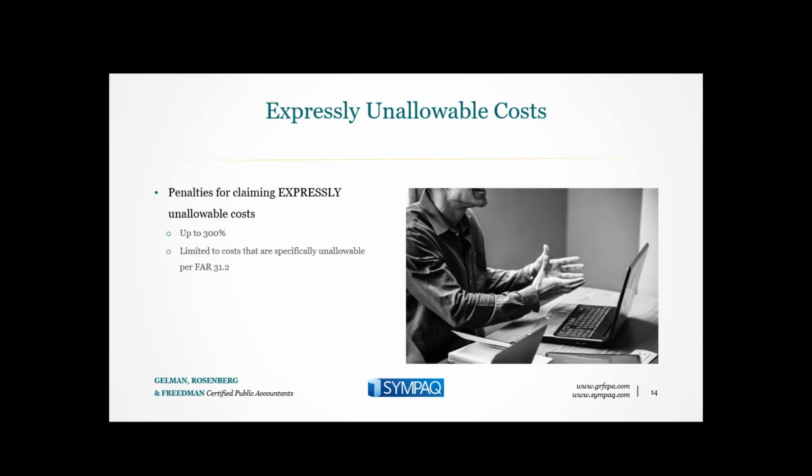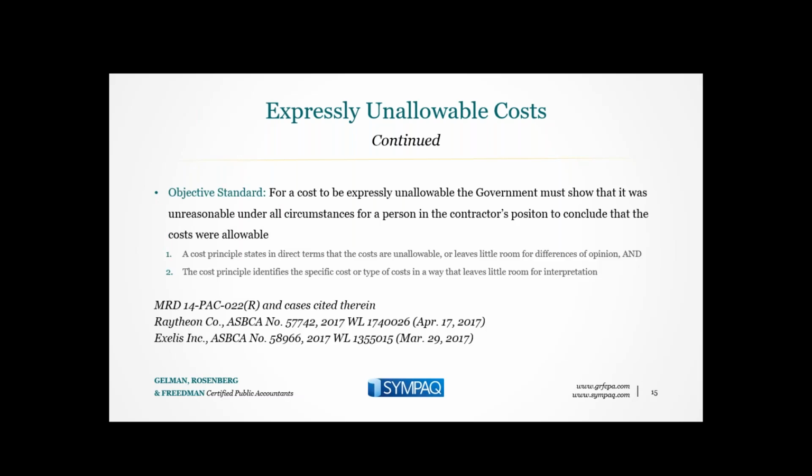There are penalties for claiming expressly unallowable indirect cost. These penalties can be up to 300% of the expressly unallowable cost claimed. These are limited to costs that are specifically unallowable per FAR 31.2. Expressly unallowable costs are subject to an objective standard. So it's not just the whim of the auditor or the contracting officer. It's an objective standard that the contractor or any oversight body can assess on an objective basis.